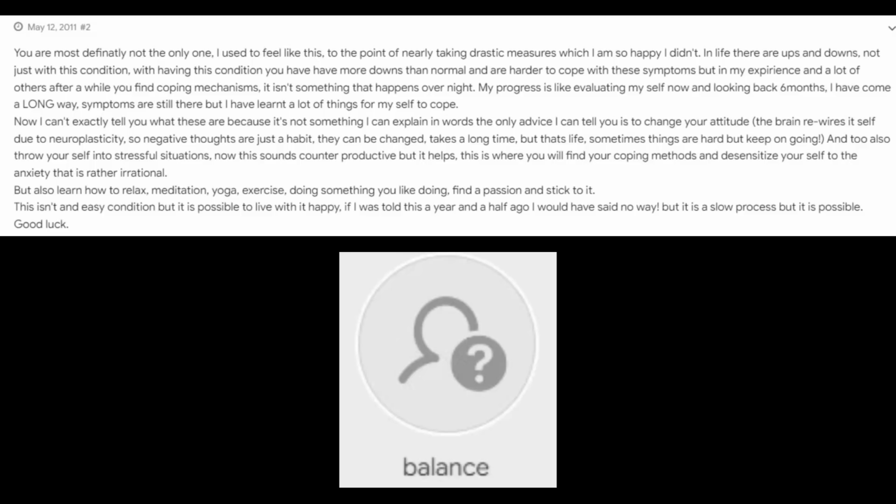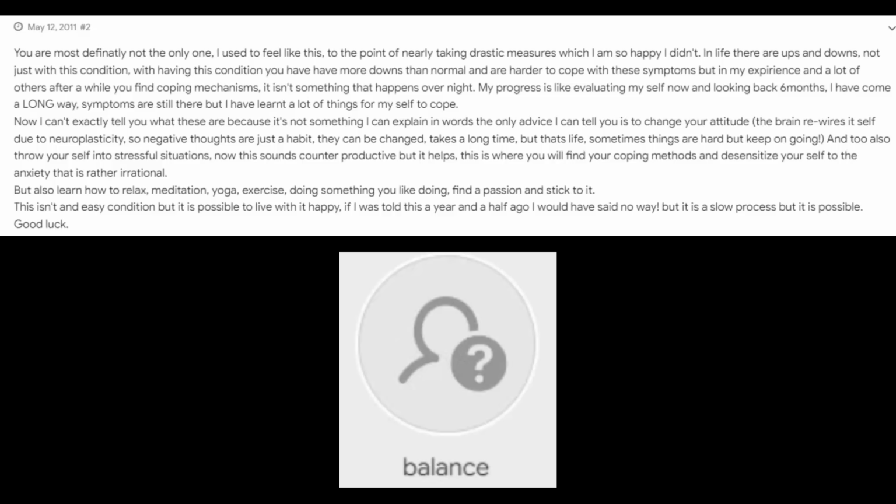My progress is like evaluating myself now and looking back 6 months. I've come a long way. Symptoms are still there, but I have learned a lot of things for myself to cope. Now, I can't exactly tell you what these are because it's not something I can explain in words. The only advice I can tell you is to change your attitude. The brain rewires itself due to neuroplasticity, so negative thoughts are just a habit. They can be changed. Takes a long time, but that's life.